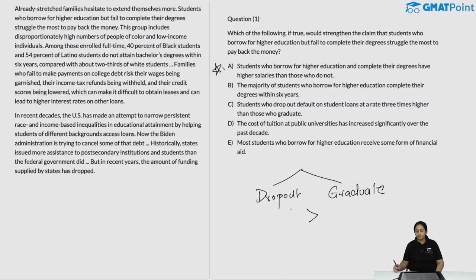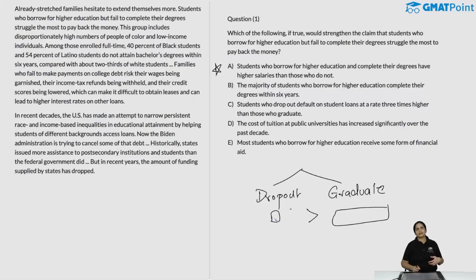The majority of students who borrow for higher education complete their degrees within 6 years. Now, if this is the case, basically we are saying that most of the people belong to this group and very few people belong to this group. Again, even if that is the case, it actually indicates that there is a very small percentage of people who are actually dropping out. And then to make the case that the dropouts struggle more than graduates, it's difficult to make the case as such based on this information.